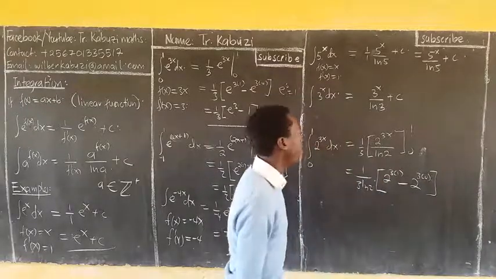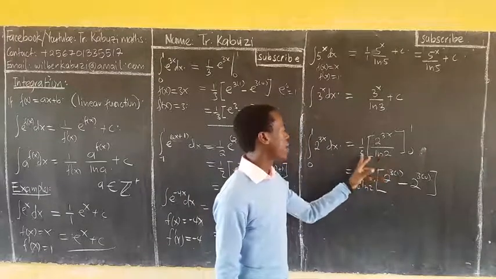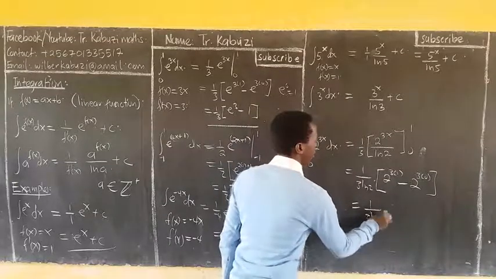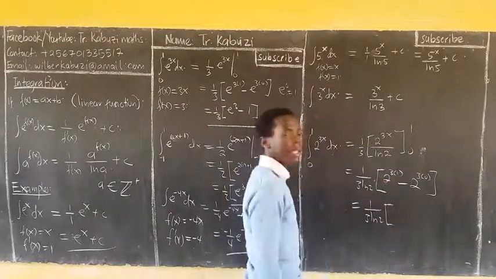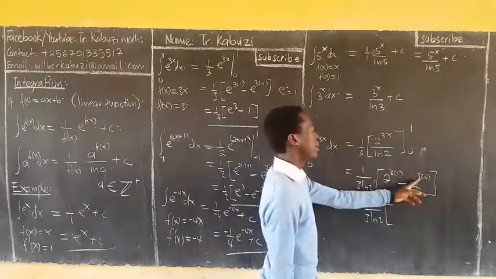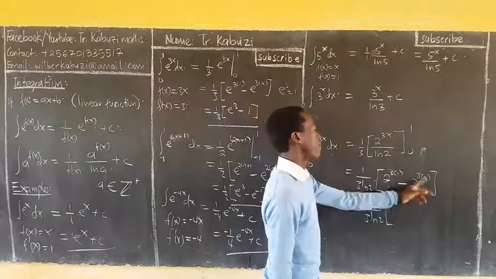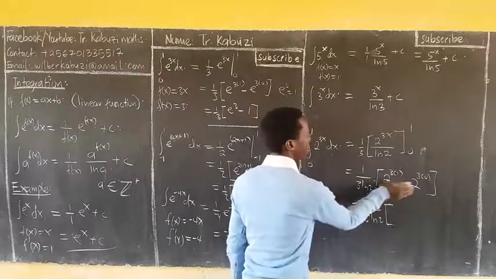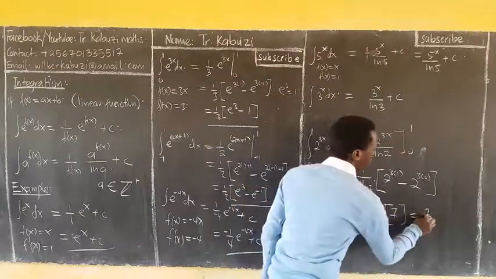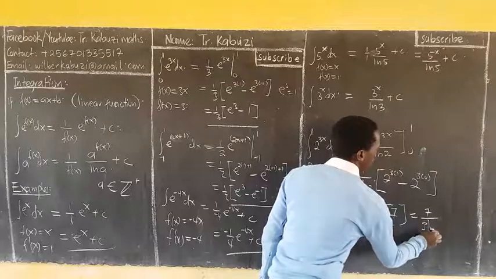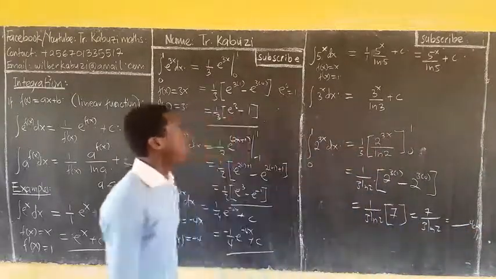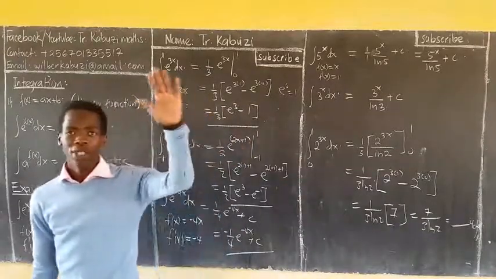I've simplified because this is a constant, multiplies this, you get this. So this will be 1 over 3 natural log of 2 into 2 to the power 3, that's 8, minus 2 to the power 0, since 3 times 0 is 0. Then 2 to the power 0 is 1. So we have 8 minus 1, which is 7. Now our answer becomes 7 over 3 natural log of 2, and you can give this to 4 decimal places. So that's how we calculate those exponents. I wish you the best.